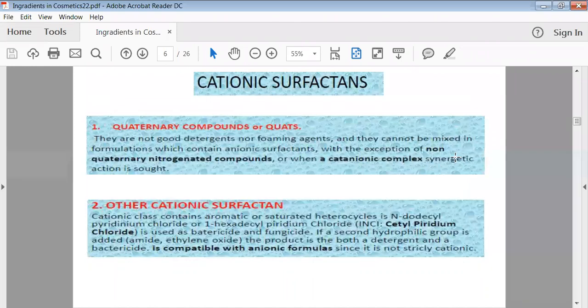Then cationic surfactants are there. An example is quaternary amine compounds, or simply they can be called quats. Then other cationic surfactants are there, like cetylpyridinium chloride. Generally, cationic surfactants are added in combination with anionic surfactants.